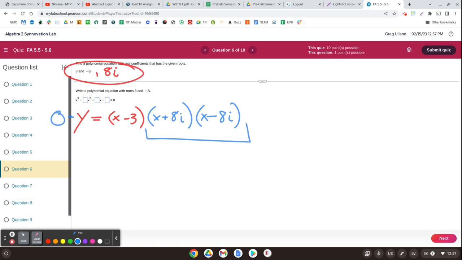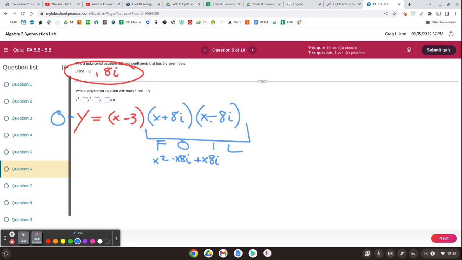So when you have two binomials, what's the acronym we use to multiply them together? FOIL. That's right. Very good, Noah. X times x is x squared. X times negative 8i is negative 8xi. You can call it negative 8ix too. Don't worry, it's gone right here. X times positive 8i is 8xi. You see how these are going to cancel?